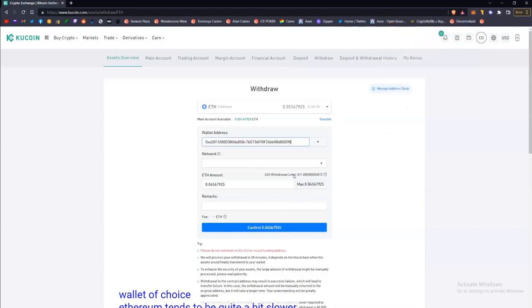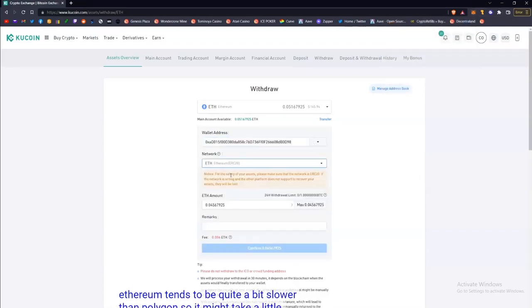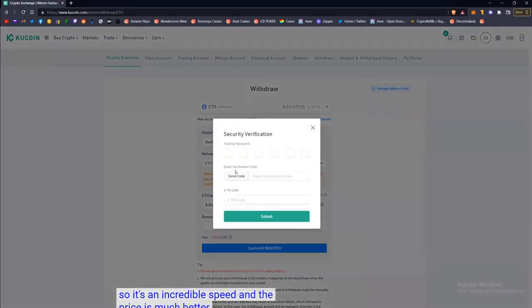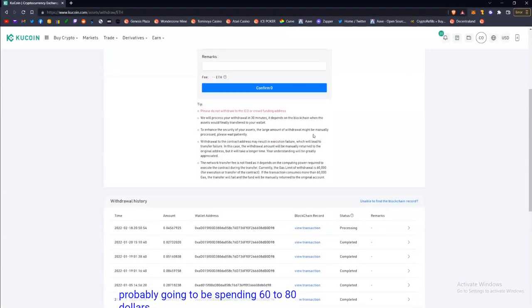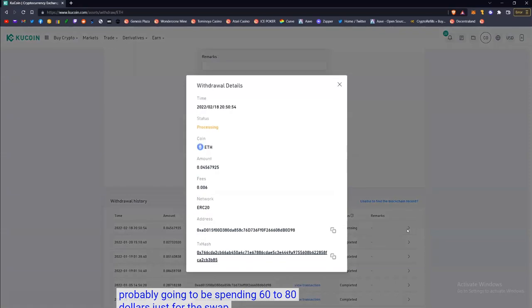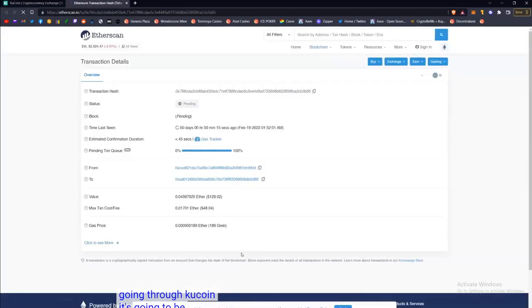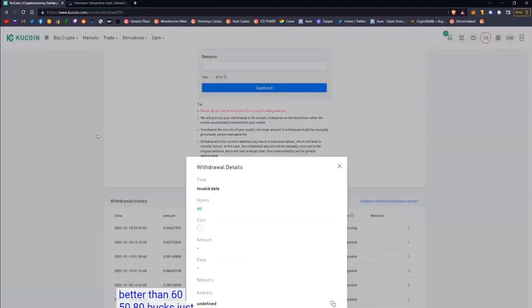Ethereum tends to be quite a bit slower than Polygon, so it might take a little bit longer for you to receive this, but for me it only took maybe 3 minutes, so it's an incredible speed, and the price is much better. If you're going through the other swapping services, you're probably going to be spending $60 to $80 just for the swap. Going through Kucoin, it's going to be around $10 to $15 at most, depending on the amount you're sending. For me, it was a little over $10, which is a hell of a lot better than 60, 50, 80 bucks, just in my opinion.